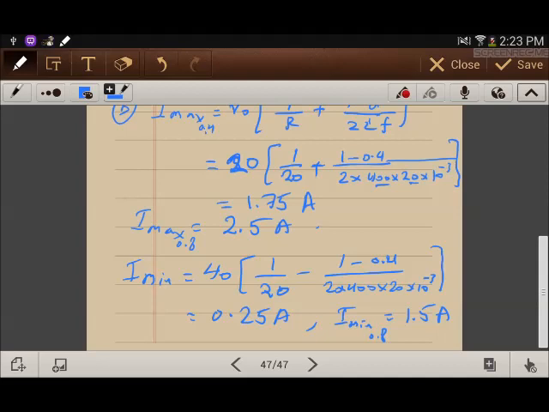And if we look at the peak-to-peak ripple current, which is delta IL, I will get Imax minus Imin, 1.75 minus 0.25. I will get here peak-to-peak ripple is 1.5 amps. For the second one, the peak-to-peak ripple is 1 amp. So it appears that when the duty cycle goes down, the peak-to-peak ripple current will increase.